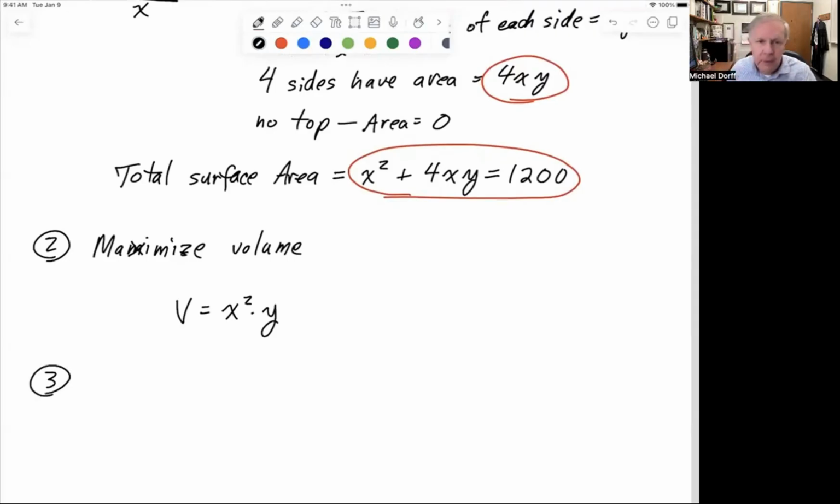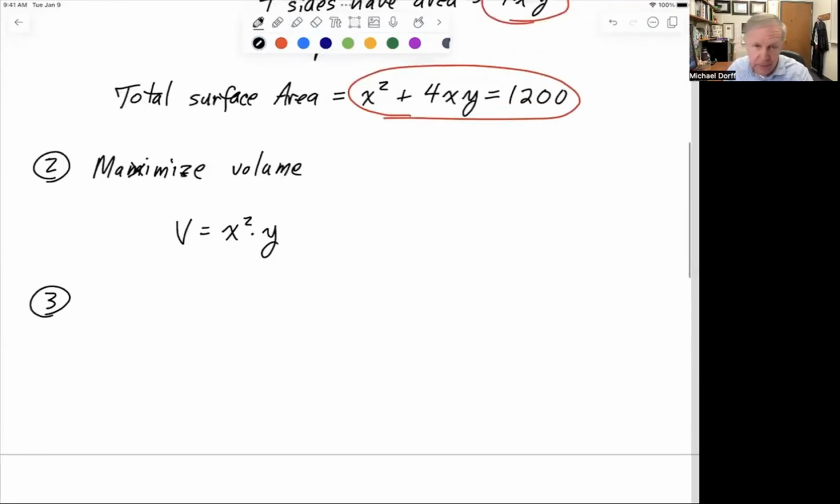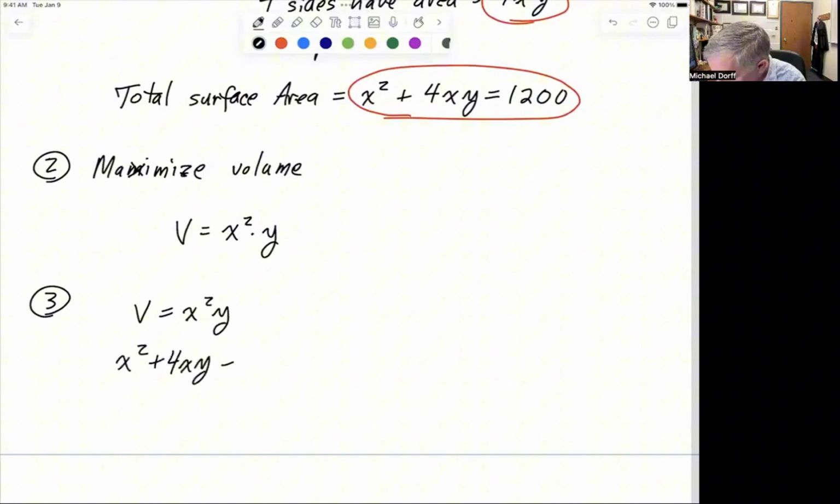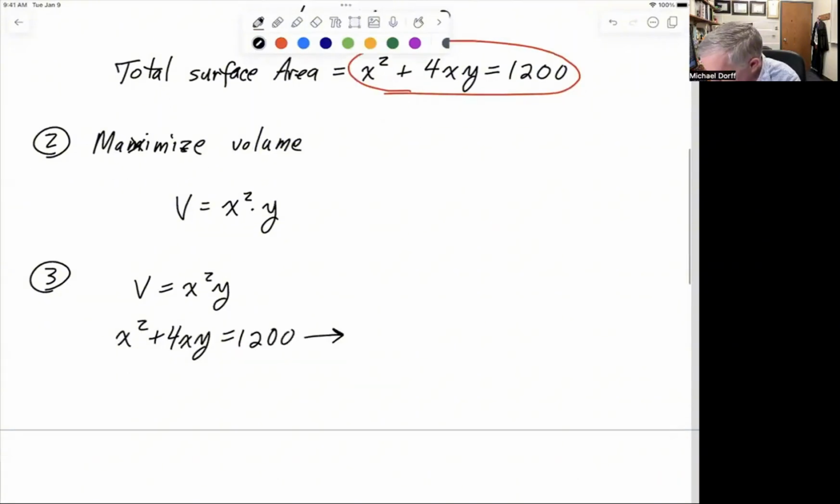Now, that's a function with two variables, x and y. We want to get a function with just one variable, because that will make taking the derivative and finding the critical numbers easier, and that will make it easier to find the maximum and minimum values. So how can we do that? Well, we're given that the volume is x squared y, and we also know that x squared plus 4xy equals 1,200. So we're going to take the second equation and solve for y.